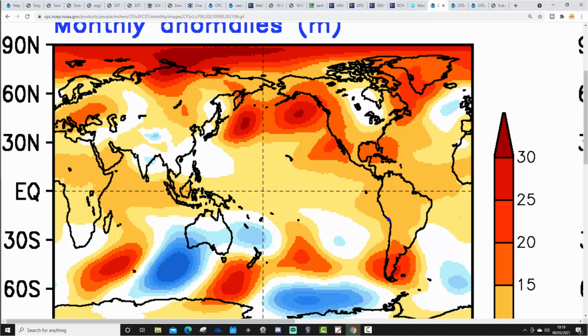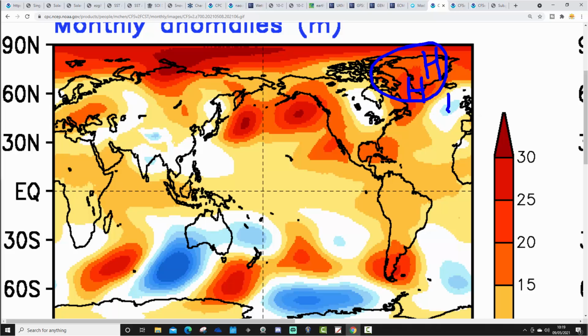Now, a couple of days ago, this was going for a ridge through the Atlantic into the UK and on into northern Europe, which would have brought a lot of dry and warm weather. Look what it's doing now. It's re-establishing northern blocking yet again. So all of this red around Greenland and Iceland is blocking.